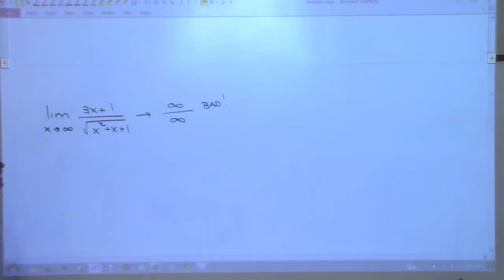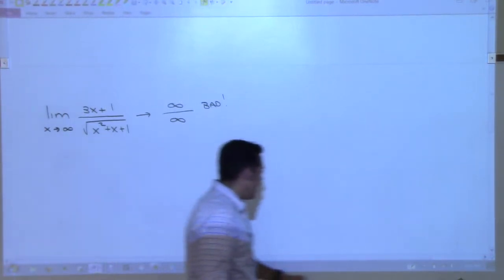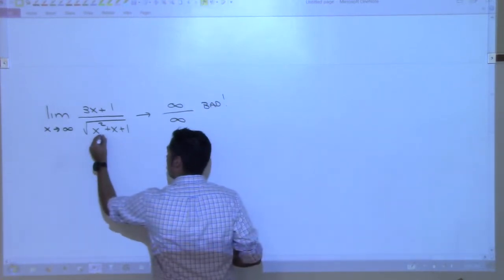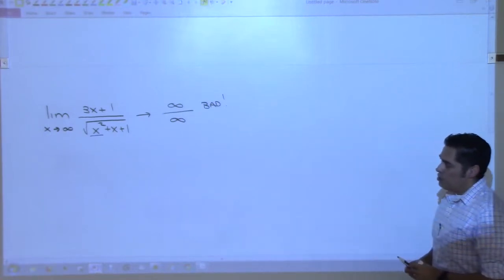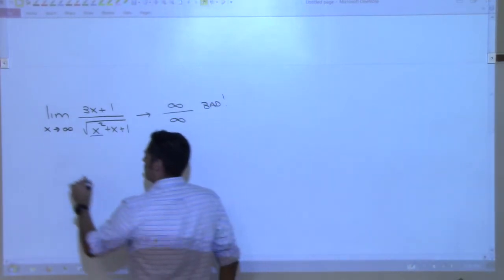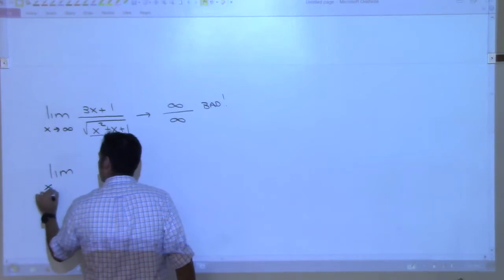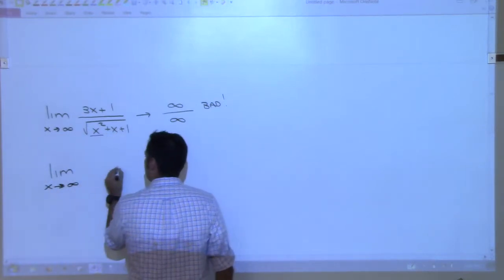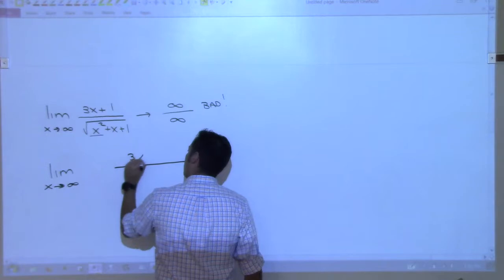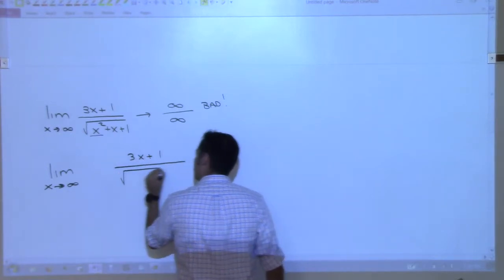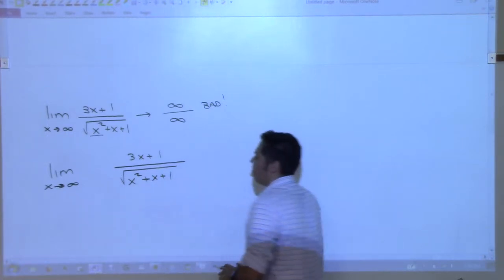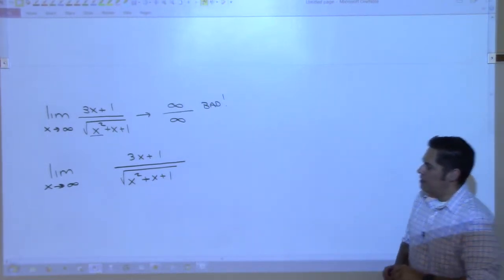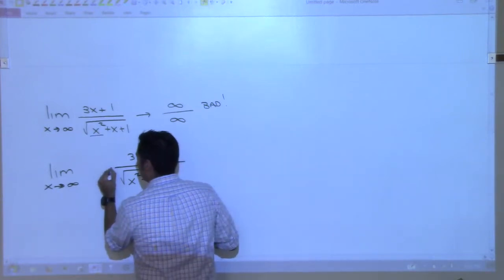So, all right. We look at this. We still identify the highest power of x in the denominator, which is x squared. We do still want to come in with a 1 out here. So I'm going to write that down. Limit as x approaches infinity, and I'm going to leave myself a little space out there. 3x plus 1, and then root x squared plus x plus 1. All right. The question is, what do I come in with over here and multiply by?